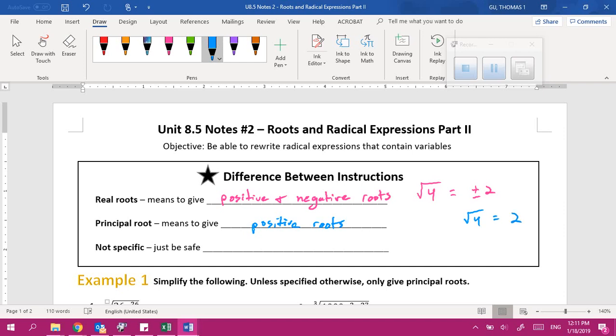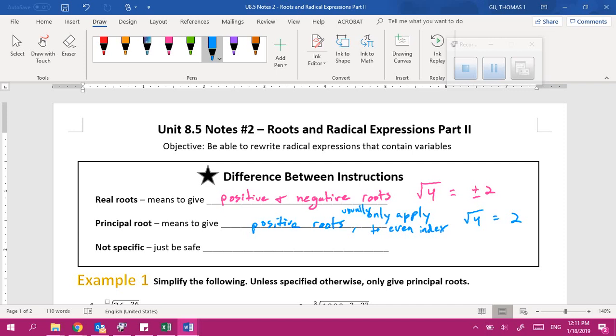And keep in mind though, principal roots really only apply to even index. I'm going to put usually so that way we're not wrong. Usually only apply to even index, because this is very important. People will be trying to apply this concept to odd index things, and it doesn't really make sense that much.